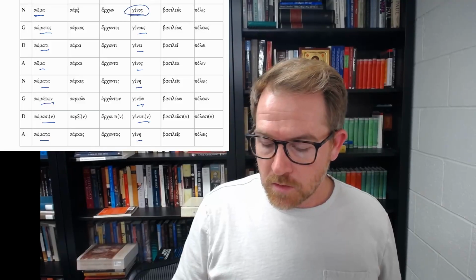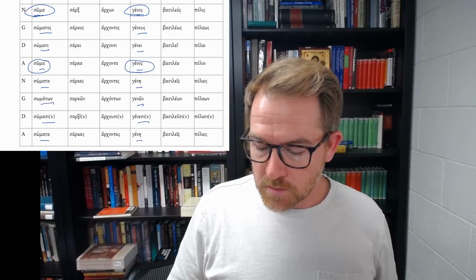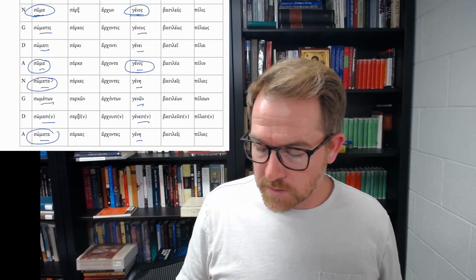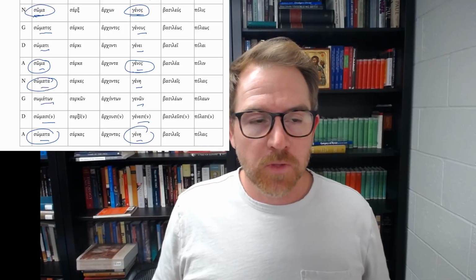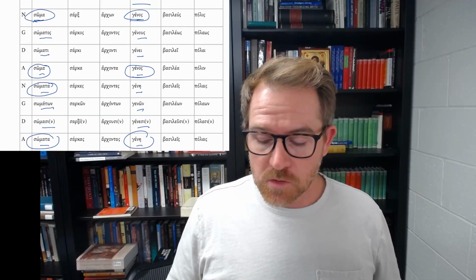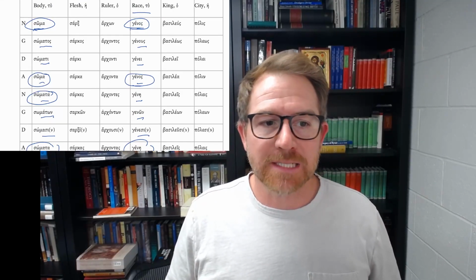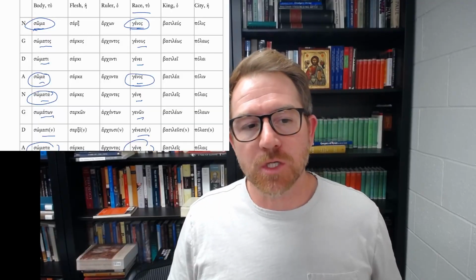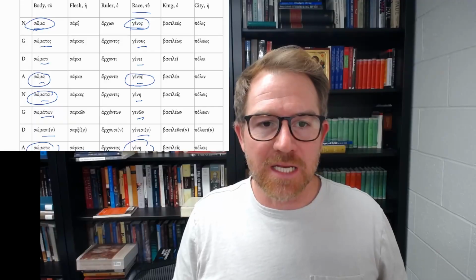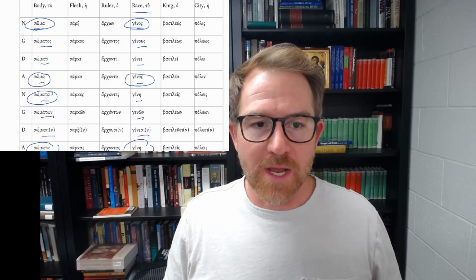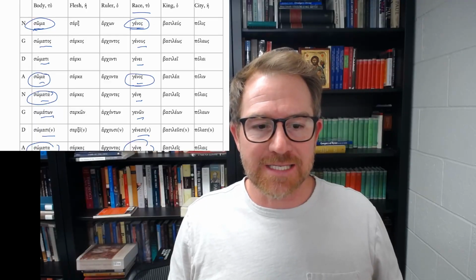Now, a couple of similarities. The neuter in the nominative and in the accusative, singular as well as plural, is going to match. That's going to be the case in those neuter nouns. But the other thing you notice is that soma, with that ending ma, matos, mati, ma, mata, maton, masi, mata, is not similar in its ending to genos, race. Genos, genous, gene, genos, gene, genon, genesi, gene.